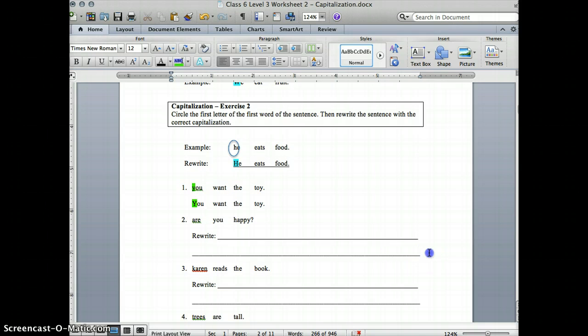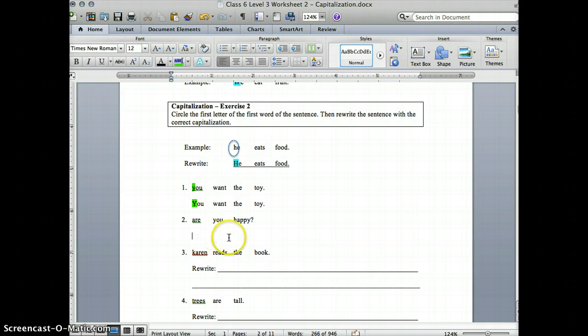So let's try number 2. Are you happy? What's our first step here? What did we do in this problem? Good. We found the first letter of the first word. So what's the first letter of the first word? Shout it out. Good. It's A. So let's make that green. And now what do we have to do? We have to write it correctly with the right capitalization.